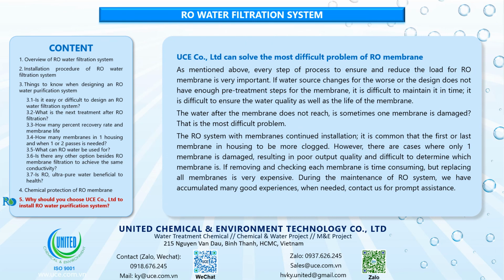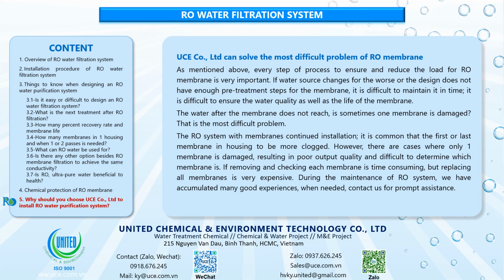UCE Company Limited can solve the most difficult problem of the RO membrane. As mentioned above, every step of the process to ensure and reduce the load for the RO membrane is very important. If the water source changes for the worse or the design does not have enough pre-treatment steps for the membrane, it is difficult to maintain it in time. It is difficult to ensure the water quality as well as the life of the membrane. What if the water after the membrane does not reach the standard, and sometimes one membrane is damaged? That is the most difficult problem.